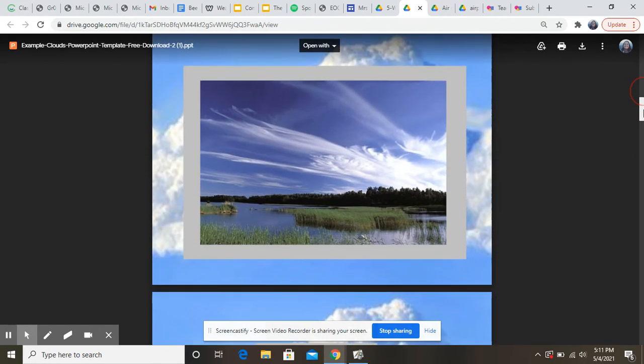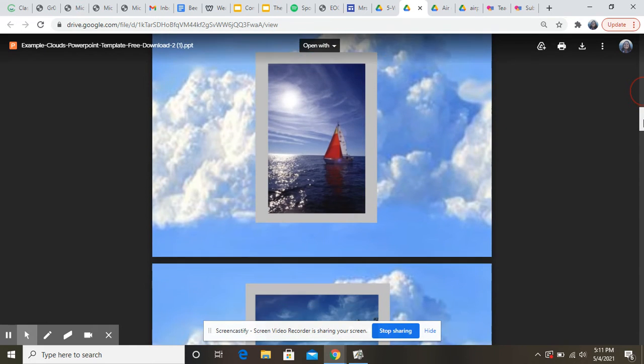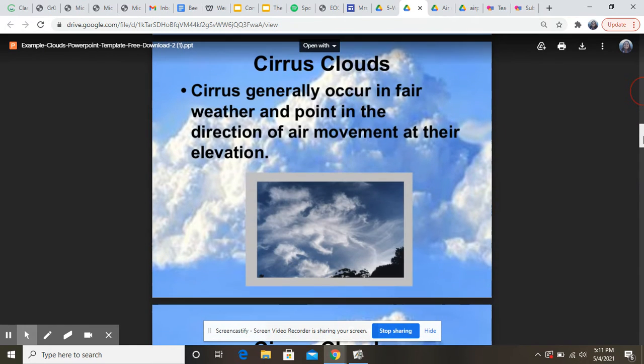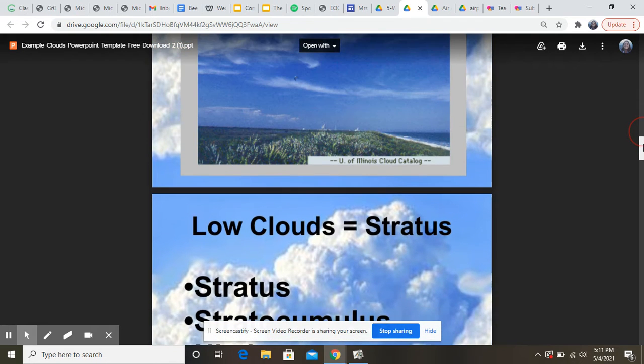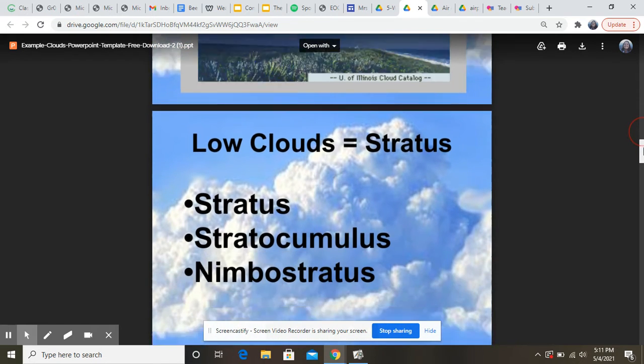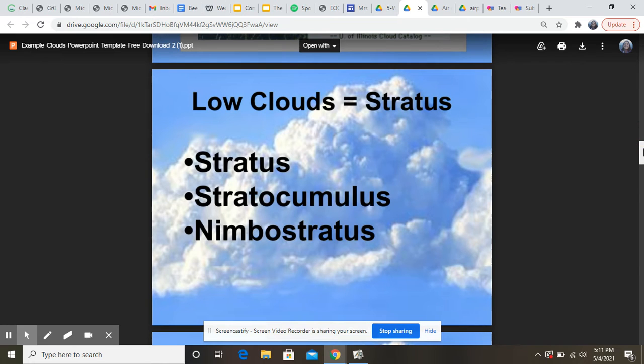Some more pictures. Cirrus generally occur in fair weather and point in the direction of air movement at their elevation. So for cirrus clouds, I want you guys to remember that when you see a cirrus cloud, that means there is fair weather happening, but it also means that the weather is going to change in 24 hours, or like the next day, the weather is going to be a little bit different than fair.